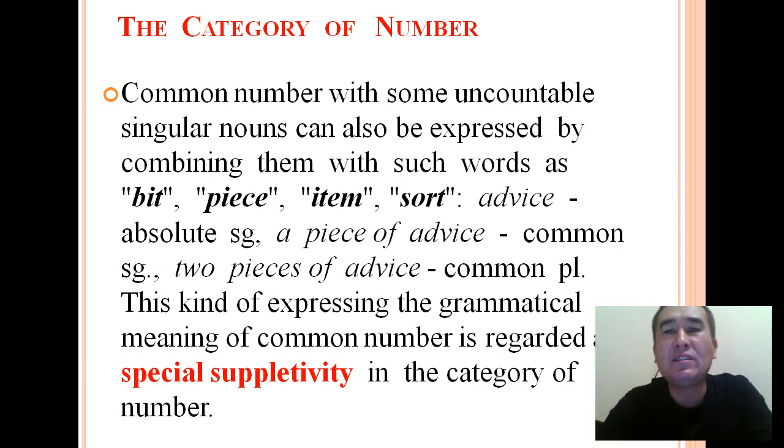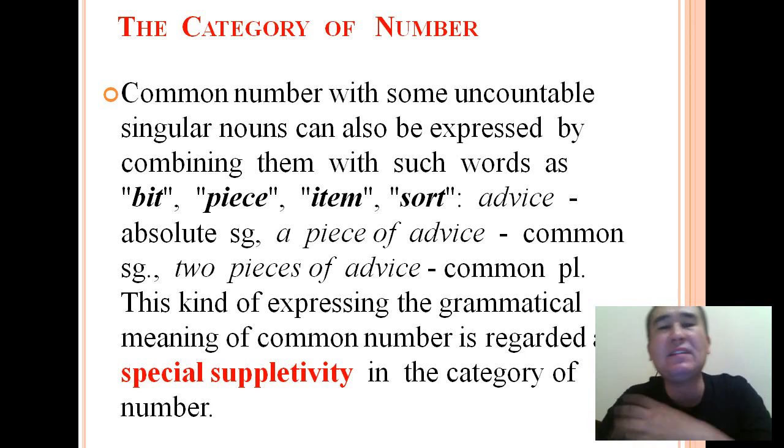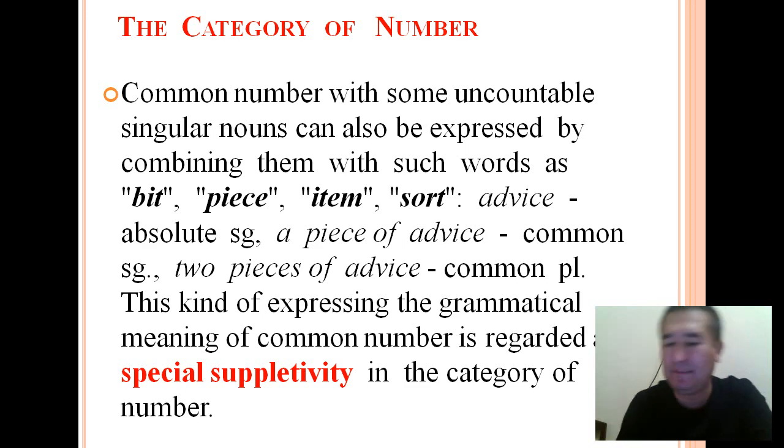Common number with some uncountable singular nouns can also be expressed by combining them with such words as bit, piece, item, and so on. For example, a piece of advice, two pieces of advice. This kind of expressing the grammatical meaning of common number is regarded as special suppletivity in the category of number. So, some uncountable nouns can be countable by using partitives such as bit, piece, item, bottle, and others.